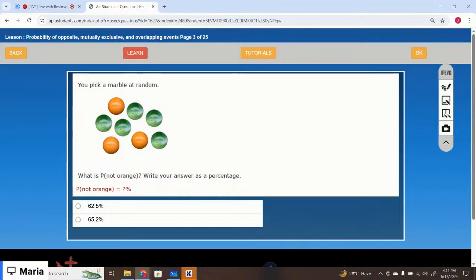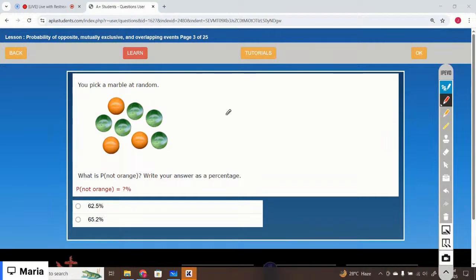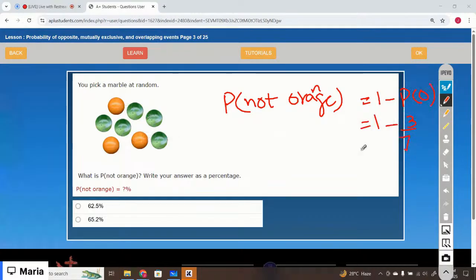Pick a novel at random. What is the probability of not orange? So you have to do 1 minus the probability of orange. The probability of orange is 3 out of 8. So 1 minus 3 over 8 would be 5 over 8.